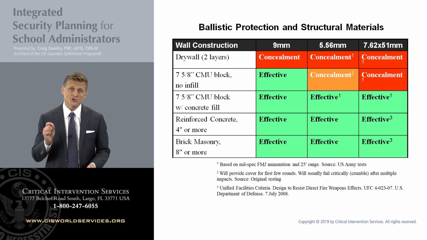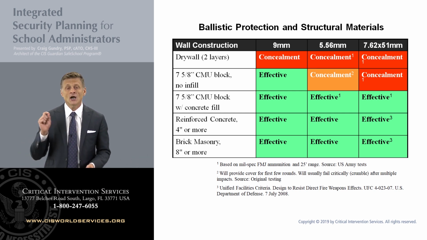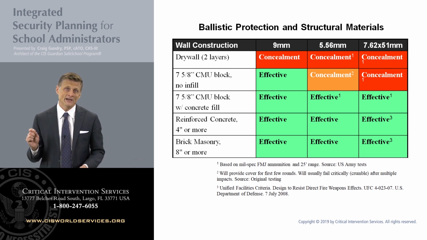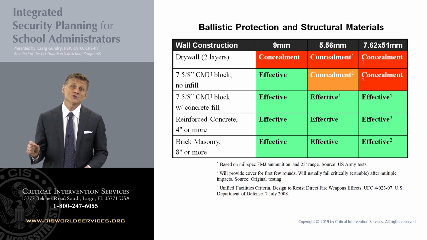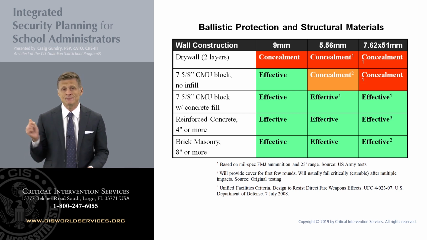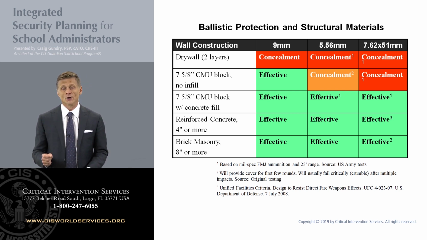Now, drywall, standard gypsum board, provides no protection against all 3 of these calibers. Bullets will pass right through. Now, concrete block walls, hollow concrete block walls, will provide protection against handguns, 9mm. They will provide temporary protection against 5.56mm. In fact, what happens is hollow concrete block will provide protection against the first few bullet impacts, but eventually begins to disintegrate under multiple repetitive impact strikes. And for 7.62 by 5.1mm, it just passes right through. To have adequate protection against all of these calibers would require either filled concrete block, reinforced concrete 4 inches or more, and brick masonry 8 inches or more.